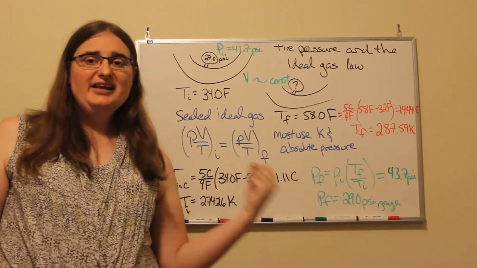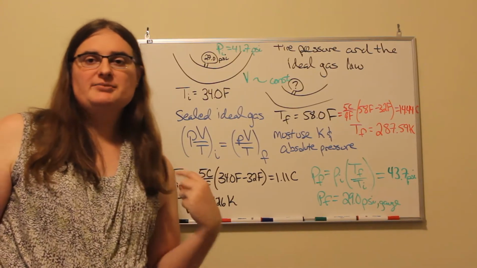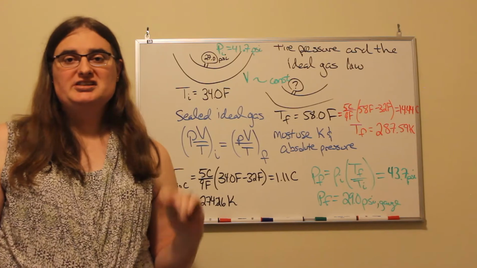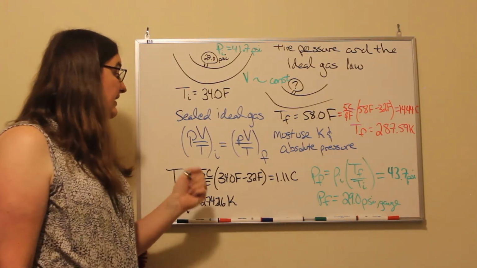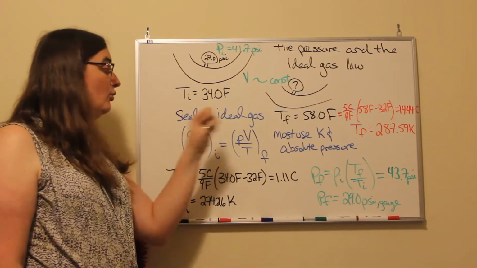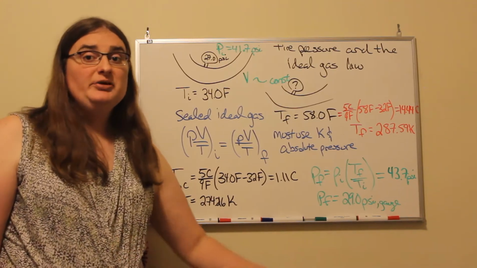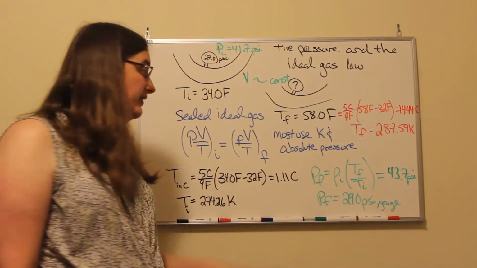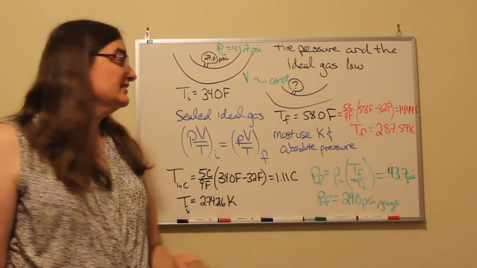But if you seal a container, then what you end up with is pressure times volume over temperature is equal to a constant. So for any sealed ideal gas, the initial pressure times volume over temperature will be equal to the final pressure times volume over temperature. And the three ideal gas laws from chemistry come from holding one of those other pieces constant.